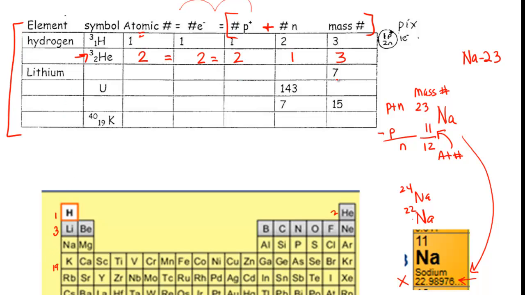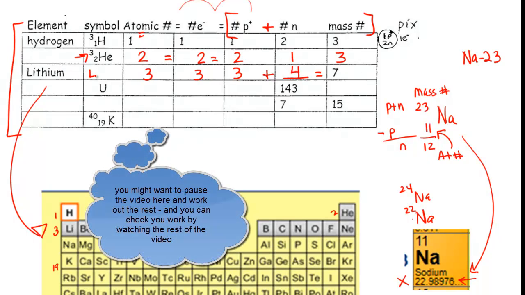The next one's lithium, and it tells you that the mass number is 7. Well, to fill any of this out, you need to go to the periodic chart, and you will see that lithium is atomic number 3. So it has 3 protons, and if it's neutral, it has 3 electrons. And 3 plus some number is equal to 7, so the lithium has 4 neutrons. And the symbol for lithium would be 7,4.